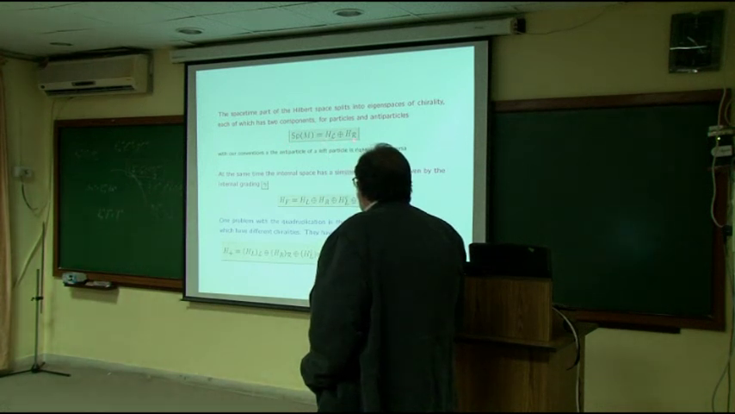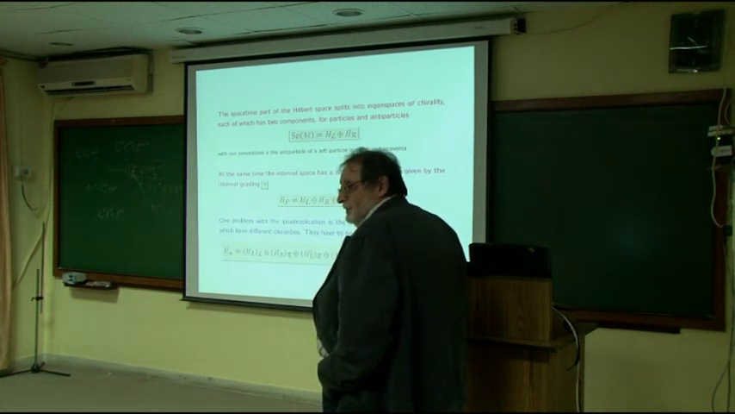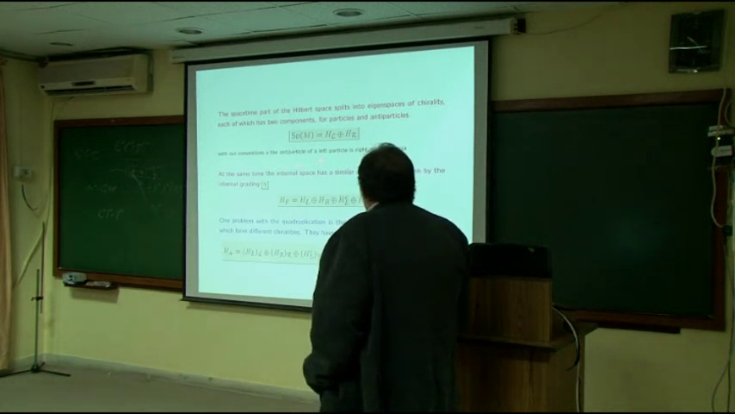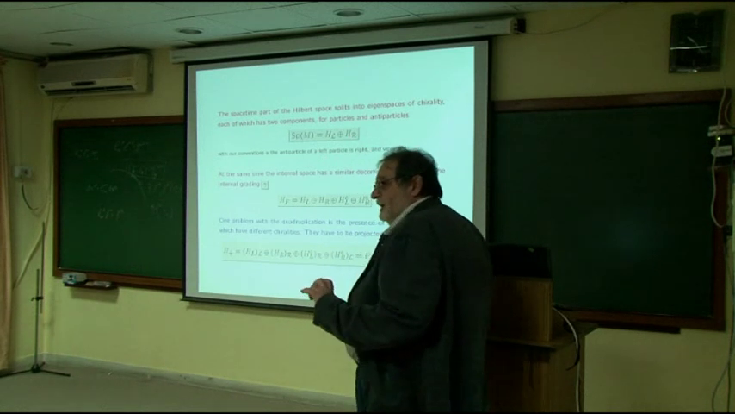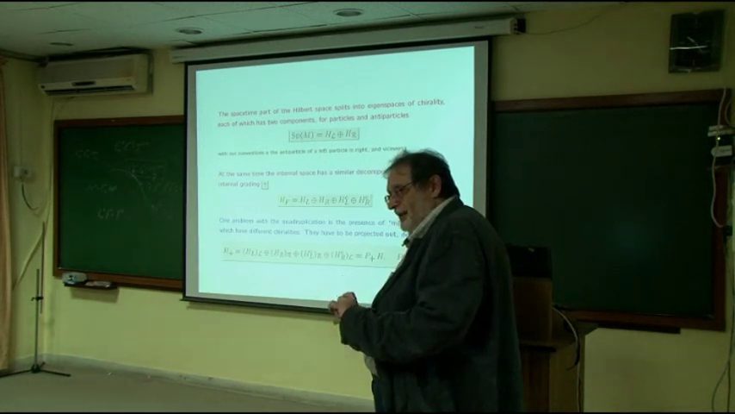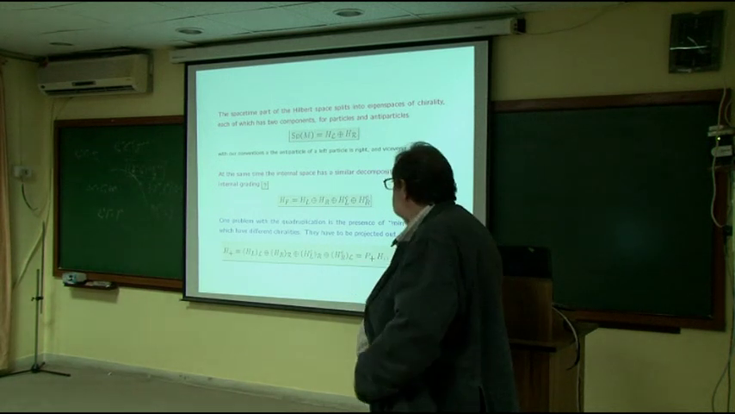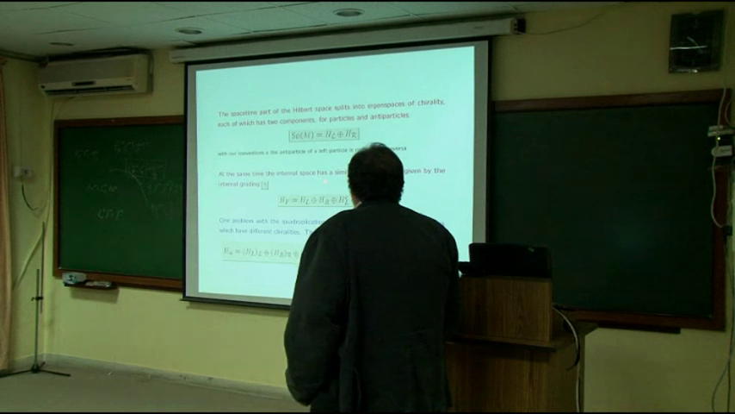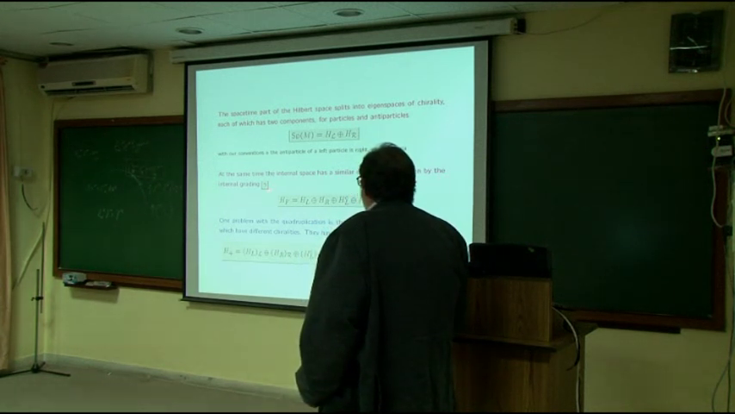And they have two different chirality, left and right, and this is a script left and script right. And remember, for my convention, the antiparticle of a left particle is right, so in charge conjugation. At the same time, the internal space has a similar decomposition given by the internal grading. So this is the spinors, and this is the internal space, which has left and right, and the conjugate left and conjugate right spinors, and they are given by this other grading.